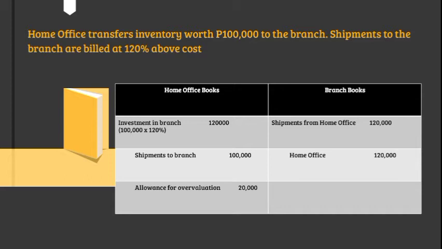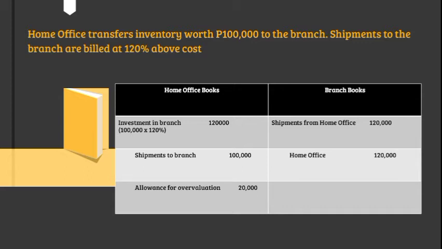Then, next, shipments to branch is at cost. Remember that investment in branch must be recorded at billed price, while shipment to branch is at cost. Then the markup price is credited using the account allowance for overvaluation, or from the other book, it is also called allowance for markup. Alright, I hope that was clear.